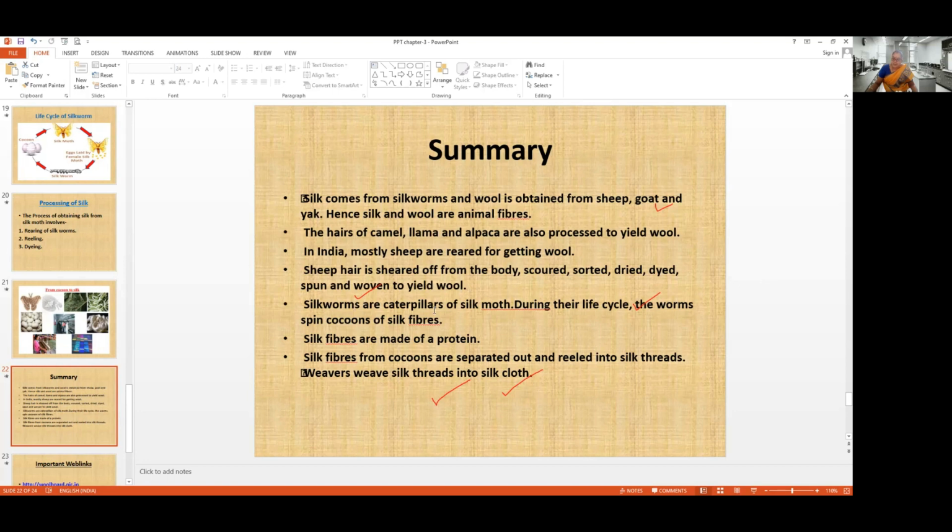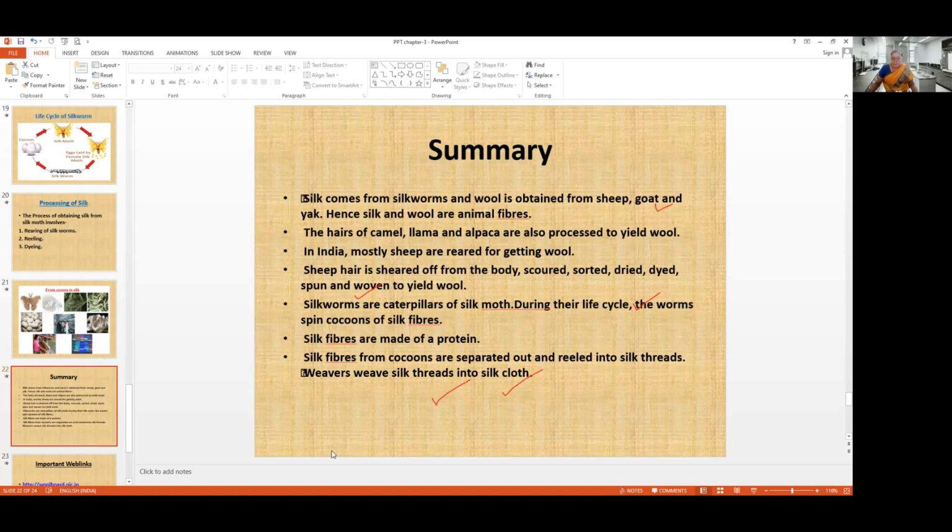And silkworms are caterpillars of the silk moth. During the life cycle, the worms spin cocoons of silk fibers. Silk fibers are made of a protein. Silk fibers from cocoons are separated out and reeled into silk threads. Weavers weave silk threads into silk cloth.